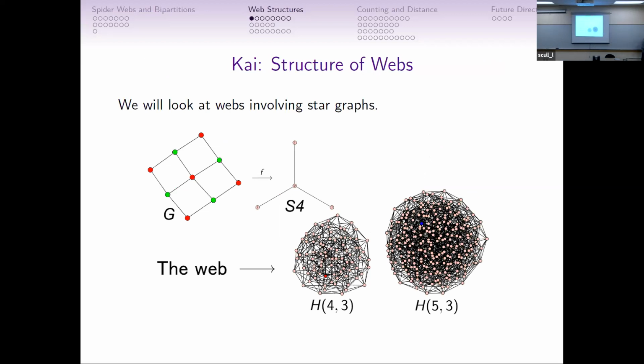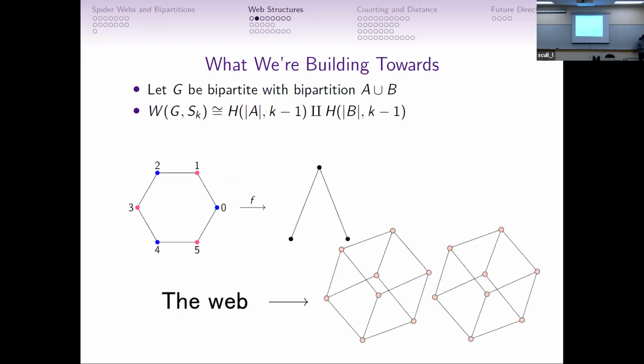Okay, hi, I'm Kai, and so you saw Cinnamon's slide where she had 8 different maps and she connected them accordingly, and they formed a cube. That was super cool. And what I studied was the structures of the web, such as that one. So what we're building towards is: let G be a bipartite graph with bipartition A and B, and if we map that into any star graph, we will have 2 of these things called Hamming graphs.